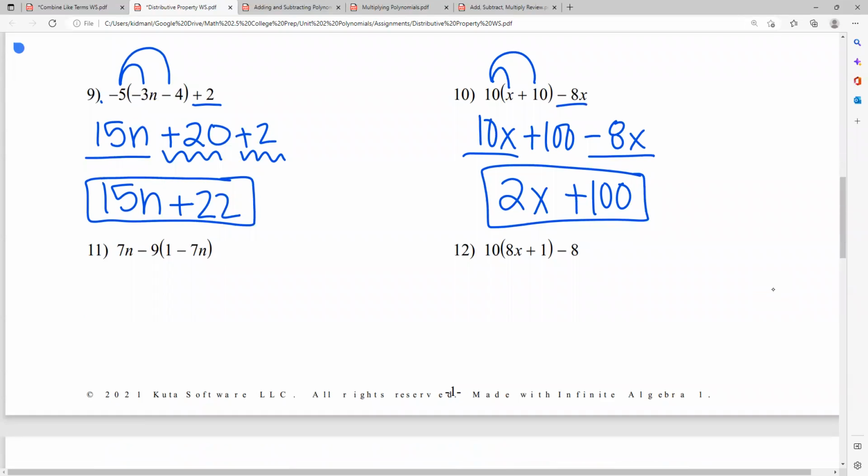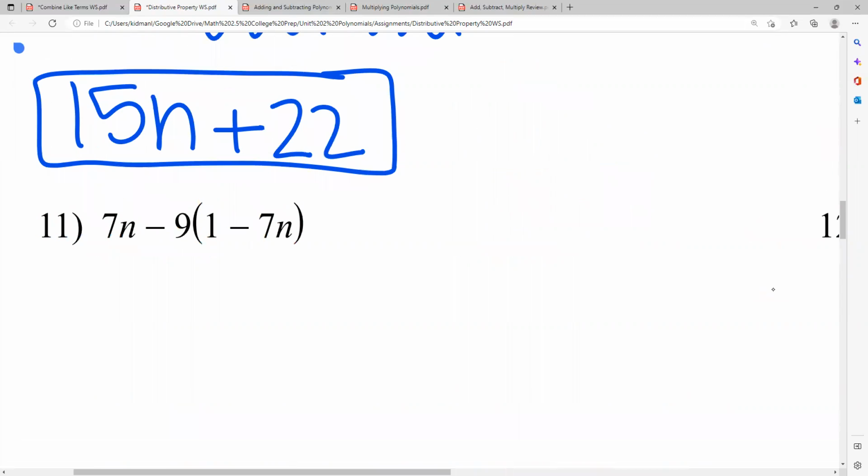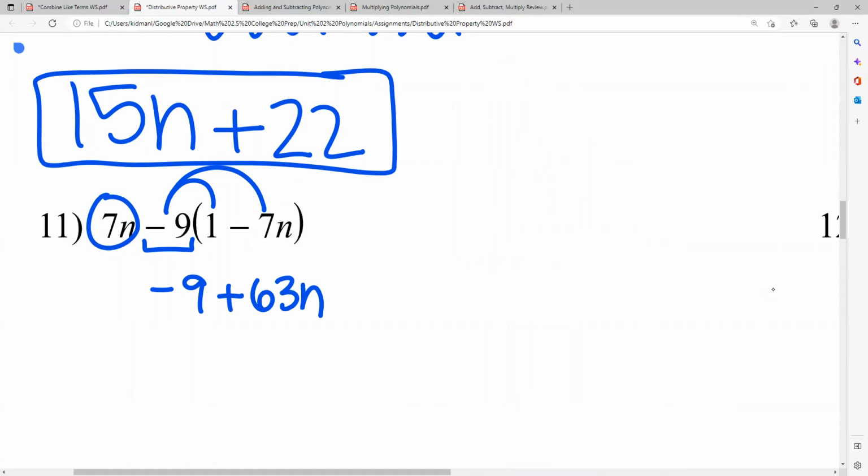Do you see how that 7n comes first here rather than being a little bit later? So in this one, we've got that 7n first. So what we're going to distribute is just this piece right here. So we're going to do negative 9 times 1, which gives us a negative 9. We've got negative 9 times negative 7n, which is a positive 63n. And then our 7n here will come out to the front just like it was.